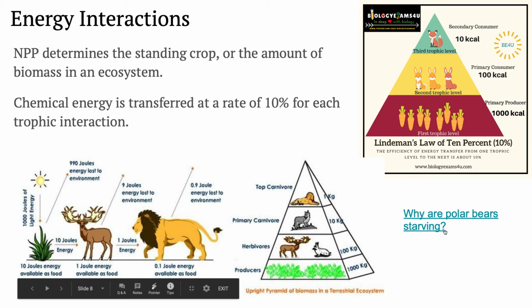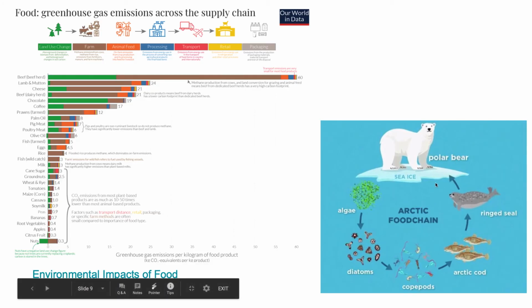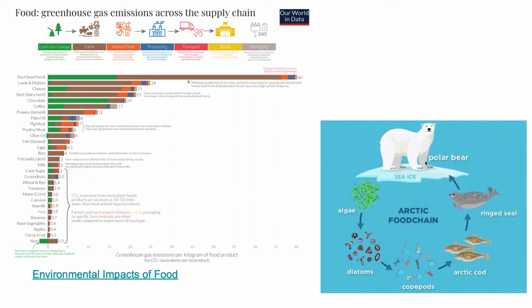There's a good link right here about why polar bears are starving, which really has to do with not only changes in the food web, all of these being affected by warming ocean currents, but the melting of the sea ice, which prevents usable habitat for the polar bears to be able to eat ringed seals. So there's both chemical and biotic interactions changing the food web of a polar bear.